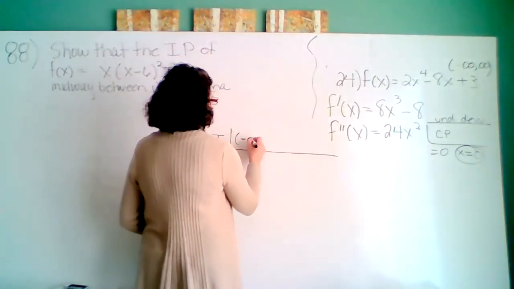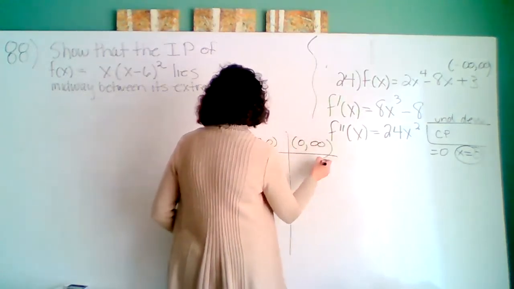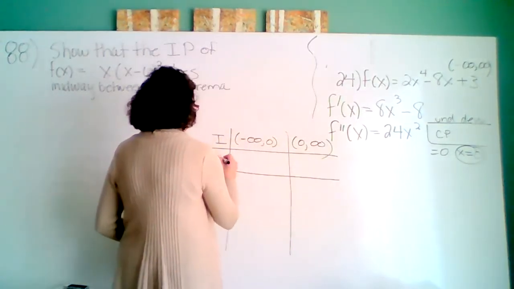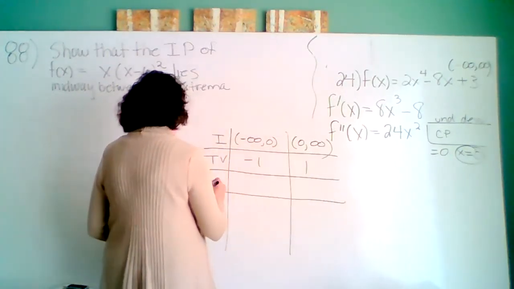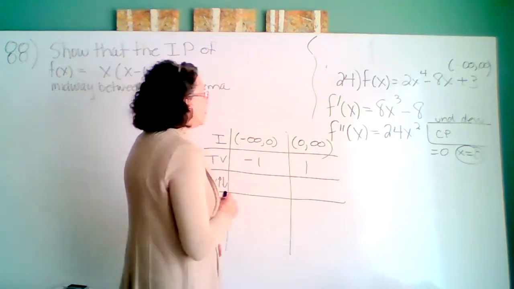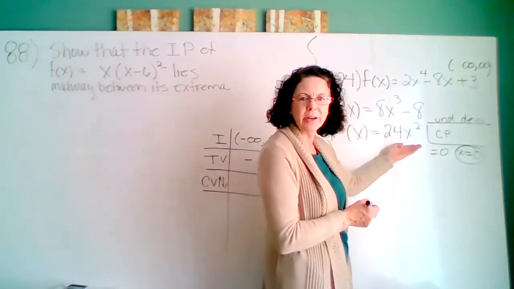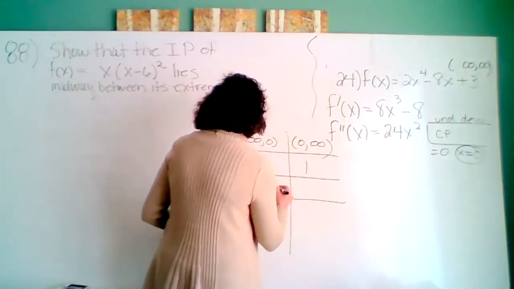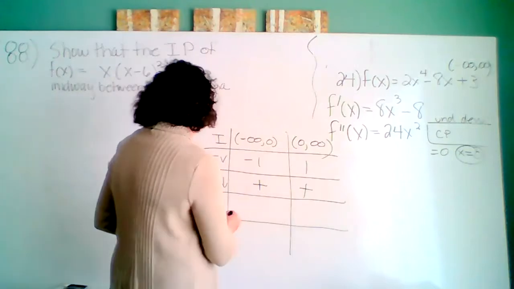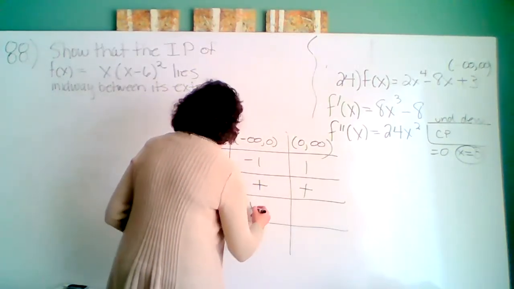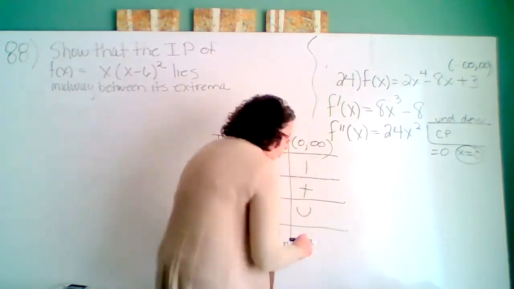Let's do our chart. Intervals: negative infinity to 0, 0 to infinity. Test values: negative 1 and 1. Concavity, up or down. When we put them in, they're both going to be positive, because we're only going to get a positive out here no matter what we put in for x. Positive and positive. So this function is concave up everywhere, and it has no inflection point because there was no concavity change.